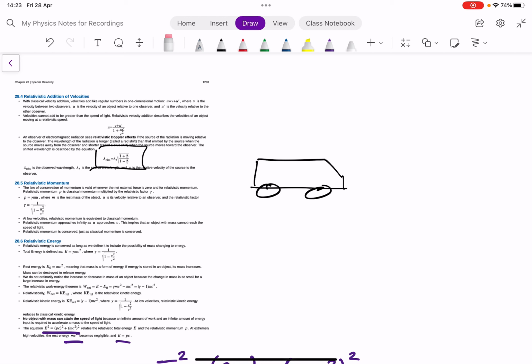So this equation, again, just involves the velocities of the relative objects, the original wavelength, which would be observed in a lab, and then the observed wavelength, lambda OBS, which is what you would actually observe as a result of that relative motion. So that is the shifted wavelength.